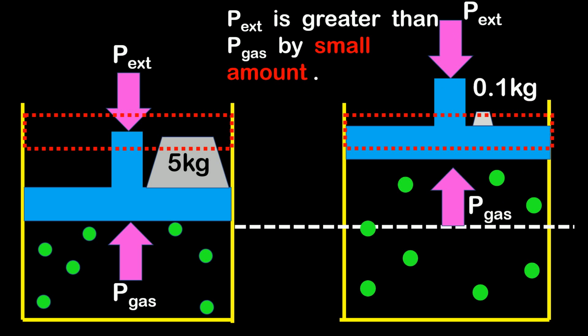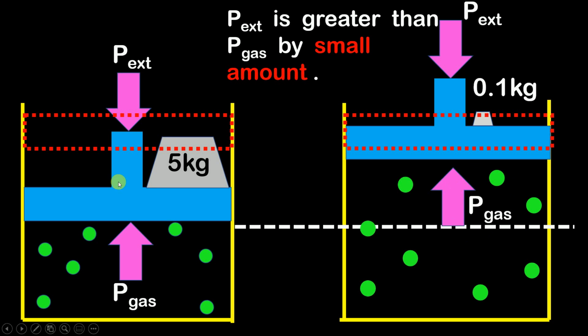So here, since the difference between the external pressure and the pressure of the gas is small, okay, the difference between both of them is small, therefore the external pressure has to do greater work in order to push the piston downwards, because it is experiencing more amount of opposing force. Here it is experiencing more amount of opposing force.